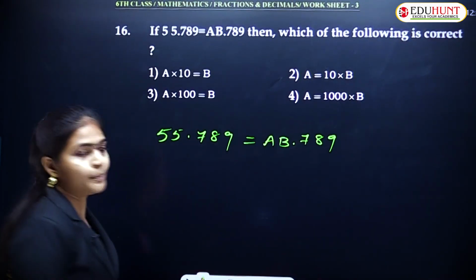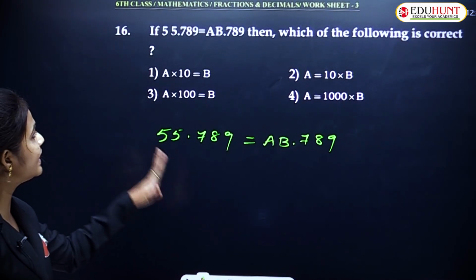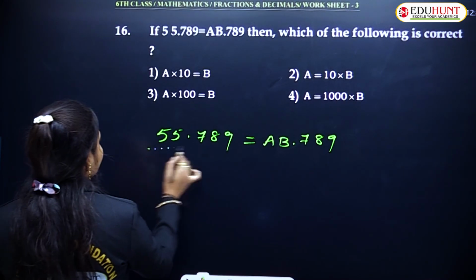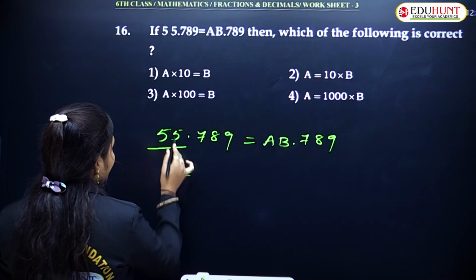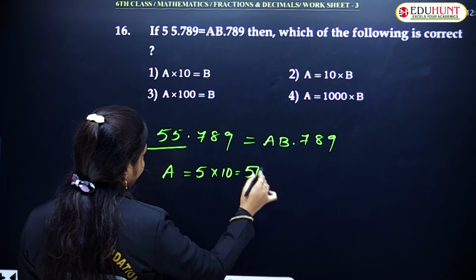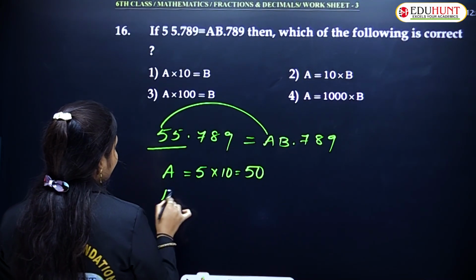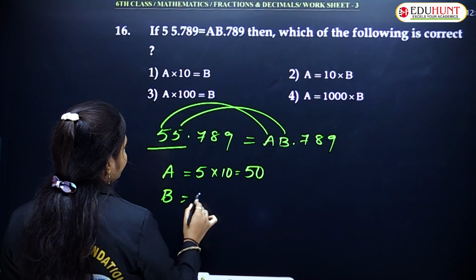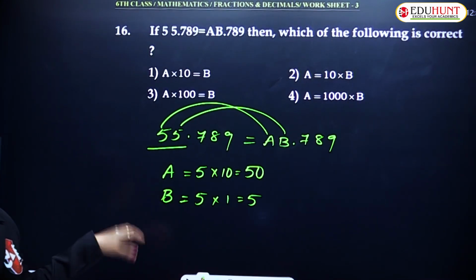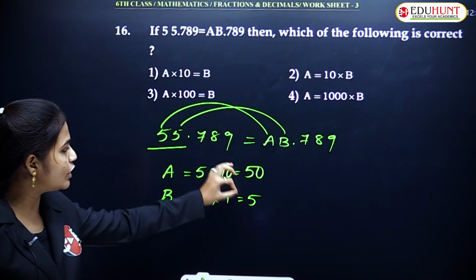Which of the following statements is true here? As per this, A is the place value of 5, that is 5 into 10 equals 50. Yes or no? A is equal to 50. Next, B is here, no? So 5 into 1 equals 5. These are the values of A and B. A is 50, B is 5. Finally AB is 55.